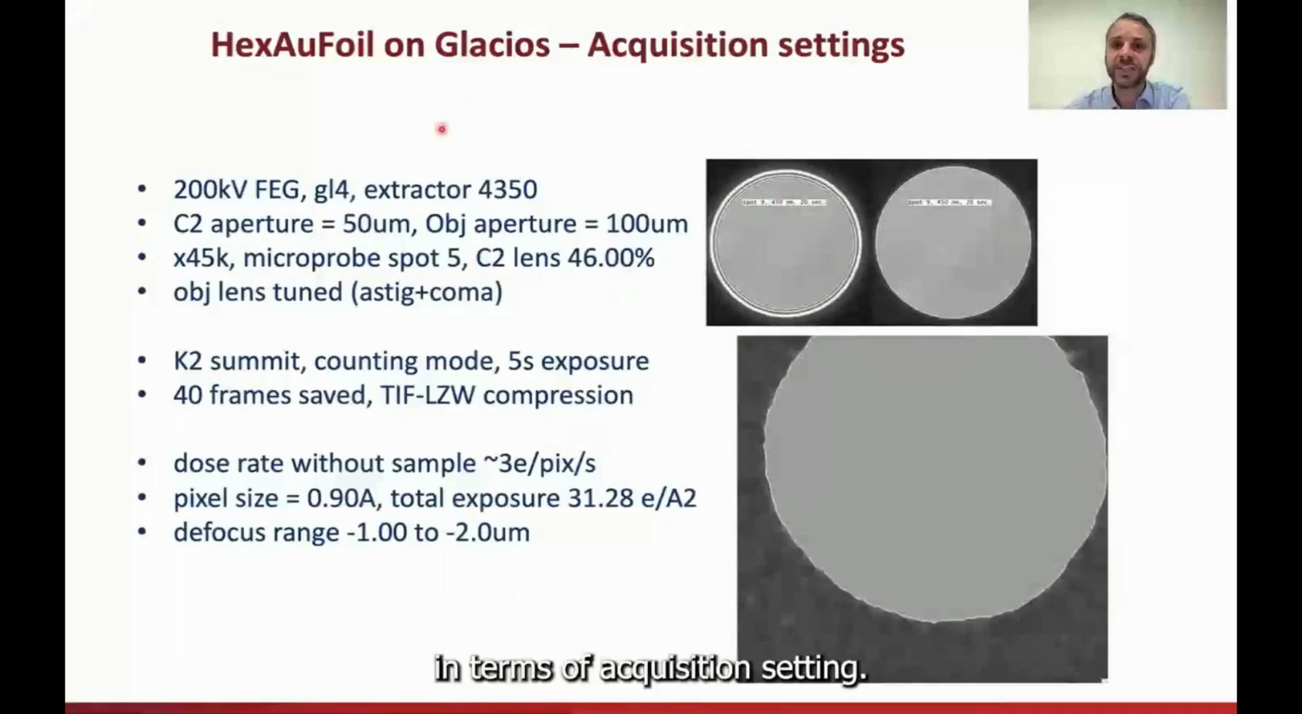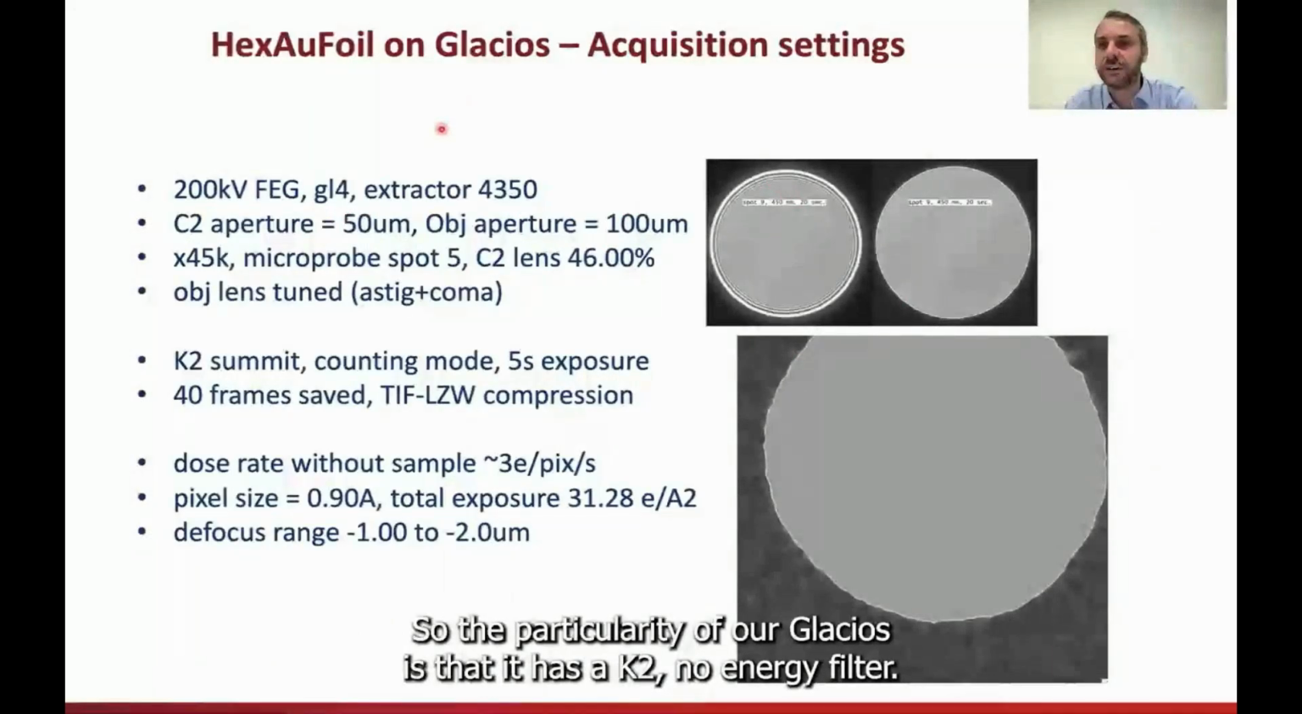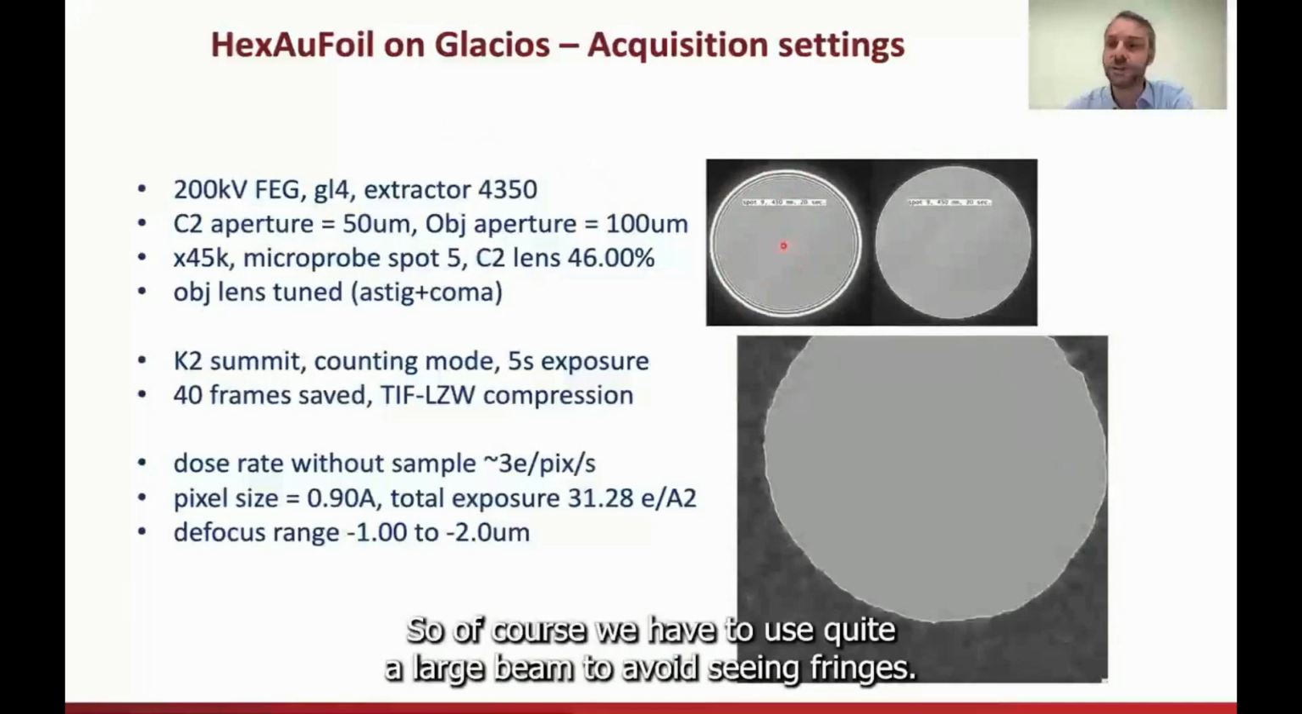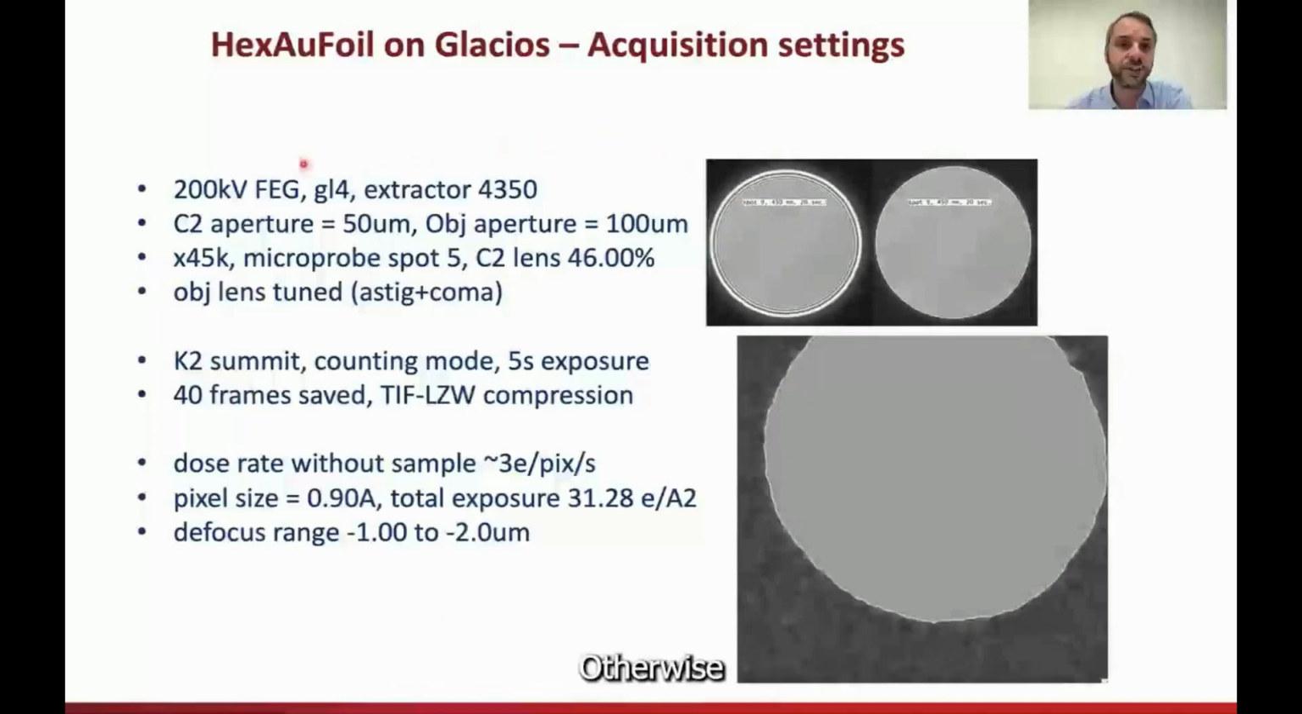In terms of acquisition settings, the particularity of our Glacios is that it has a K2, no energy filter, so we can't use EPU, so we are actually using SerialEM. And also there is no fringe-free imaging, so we actually have fringes. So of course we have to use quite a large beam to avoid seeing fringes.